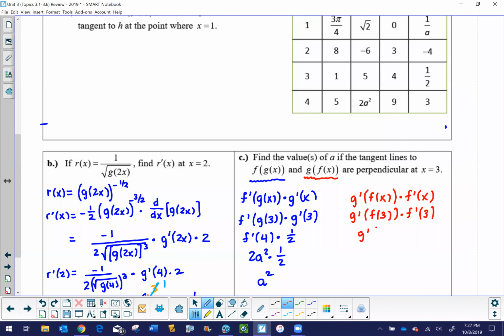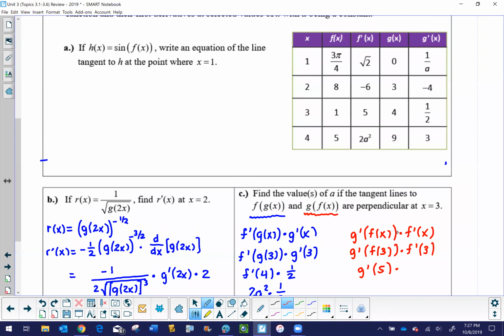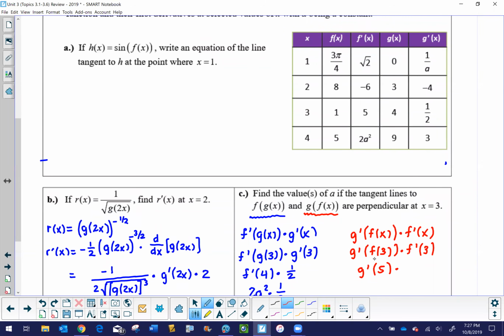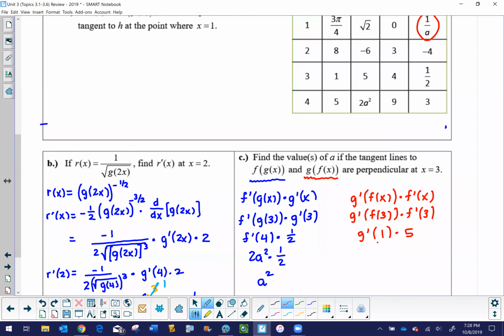We can take that 5. We like 5. 5's cool. F prime of 3 is, okay, let's go back. F of 3 is 1. I did that backwards. F of 3 is 1. F prime of 3 is 5. There's that 5. I knew I wanted 5 in this problem somewhere. G prime of 1 is, oh, great, something else with an a in it. So 1 over a times 5, of course, is 5 divided by a.